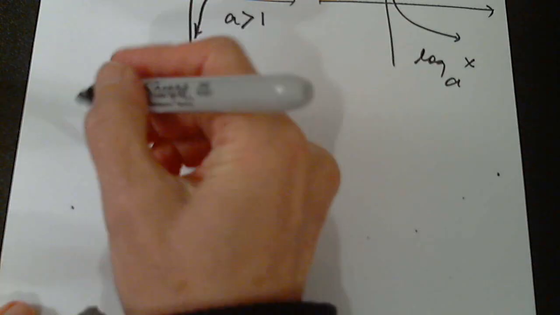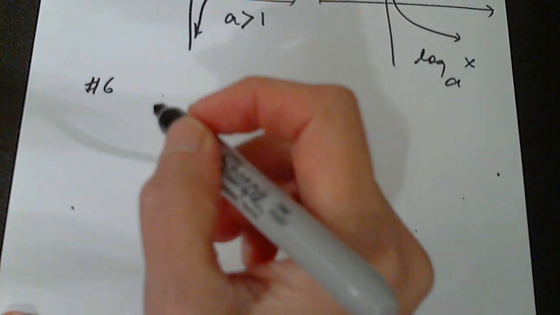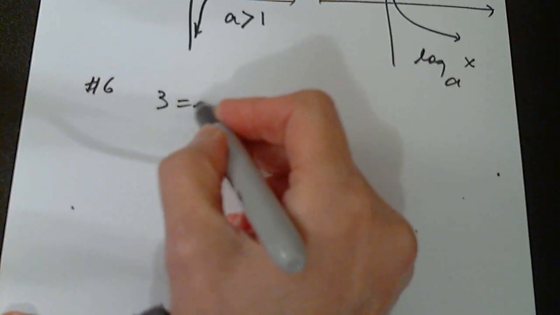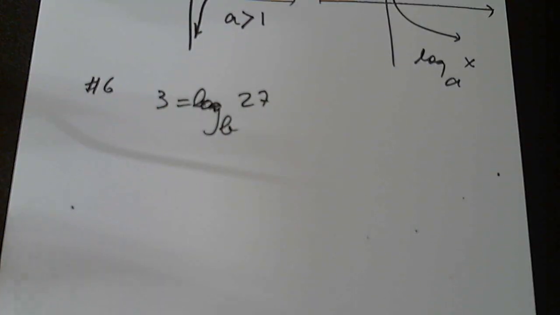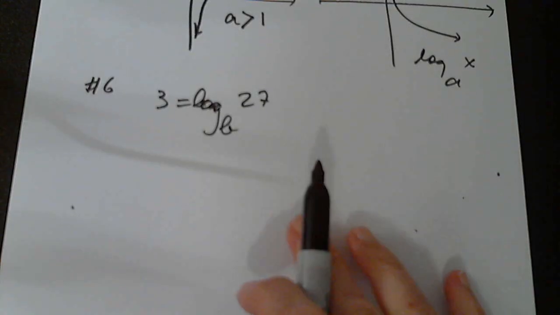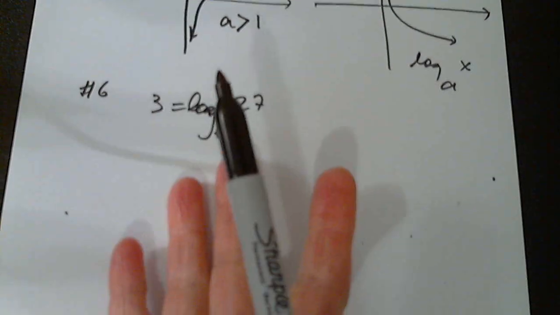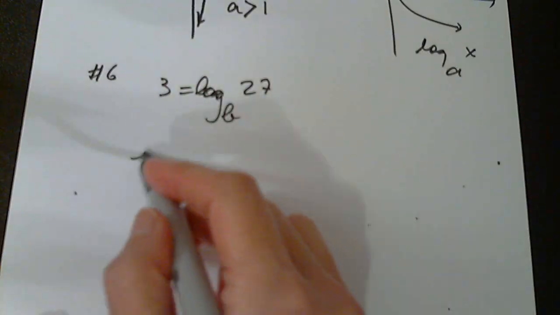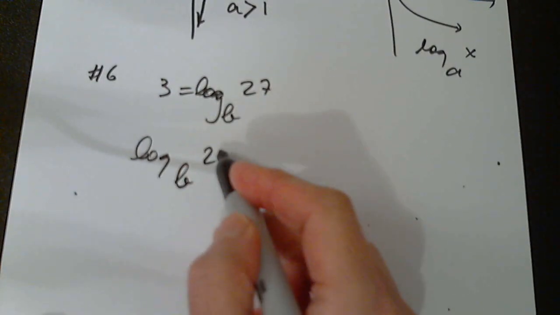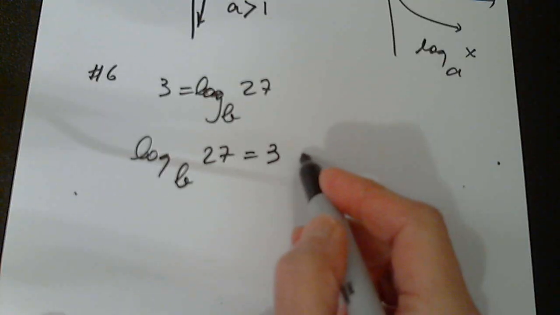Good. Number 6, perfect. In number 6, we have 3 equals log base b of 27. They want us to change it into an exponential. Of course, it's a log equation. Write it in the correct form. Log base b of 27 is 3.